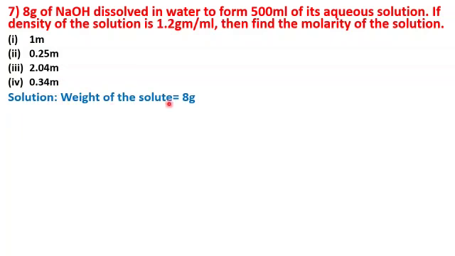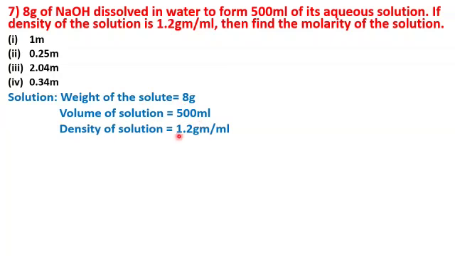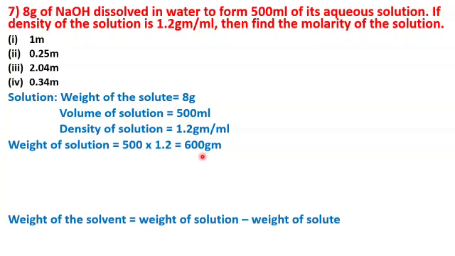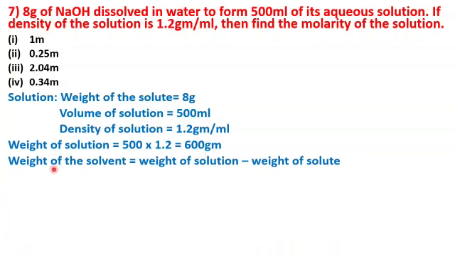So the weight of the solute is given, that is 8 gram. The volume of the solution is also given, 500 ml. And density is also given, that is 1.2 gram per milliliter. You can calculate the weight of the solution by multiplying volume and density, because density is equal to mass by volume. Mass is equal to density into volume. Hence 600 gram is the weight of the solution. Then the weight of the solvent can be calculated by subtracting the weight of the solute from the weight of the solution. That is 600 minus 8 equal to 592 gram.